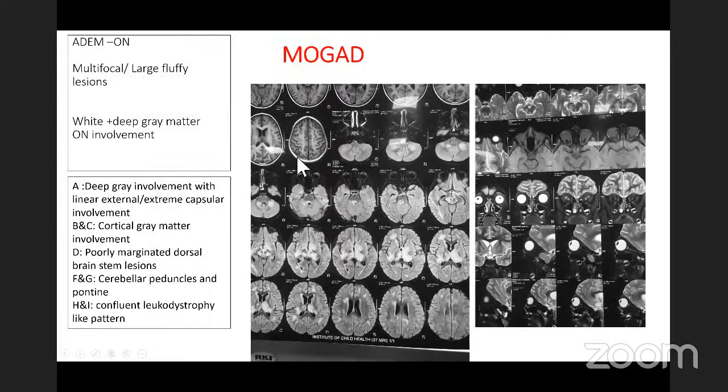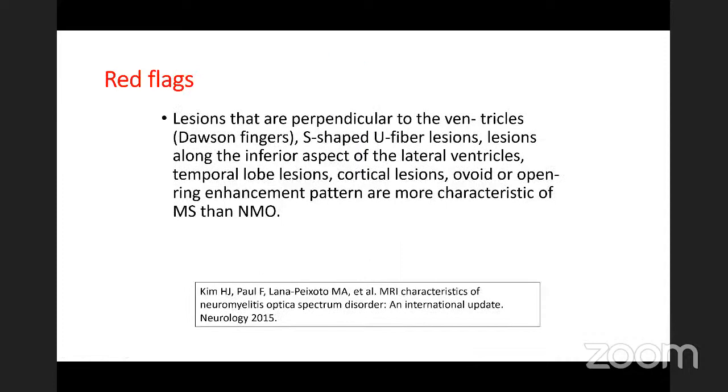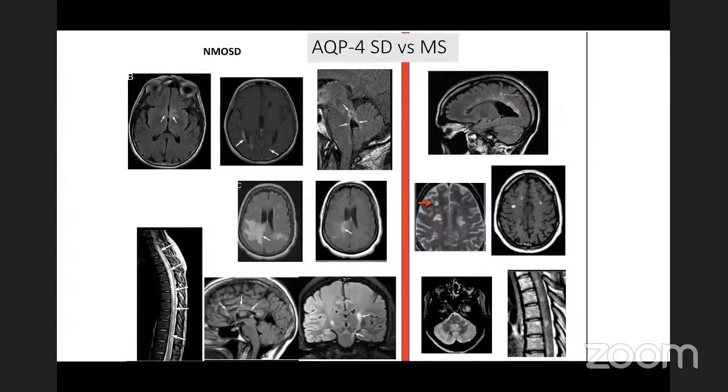Next, we come to MOG-associated demyelination. The specific area of MOG-associated demyelination is the involvement of deep gray matter. What do you mean by deep gray matter? The basal ganglia area, in which there are large, fluffy, poorly marginated lesions. They can affect the cerebellar peduncles, and they can also have a confluent leukodystrophy type. So what are the red flags? The lesions that are perpendicular to the ventricles can serve as a red flag sign.